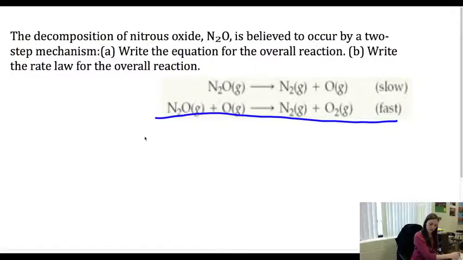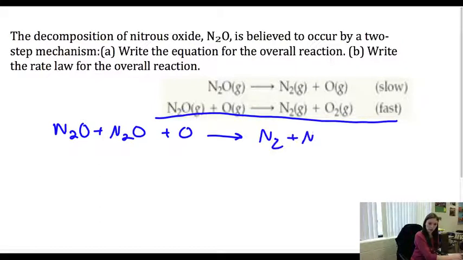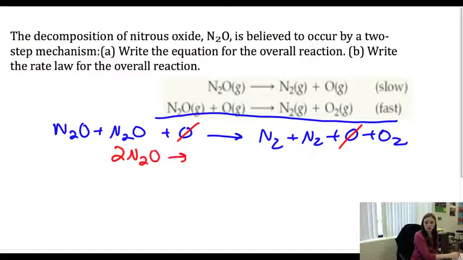Okay, so overall, if I write this out, I'm going to have N2O plus N2O plus O yielding N2 plus N2 plus O plus O2. Well, the O's cancel. I've got one on the right, one on the left. I've got 2 N2Os, I have 2 N2s and 1 O2. And I look at both sides, we're balanced. So there's my overall reaction.